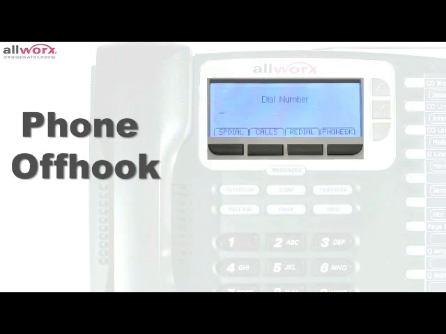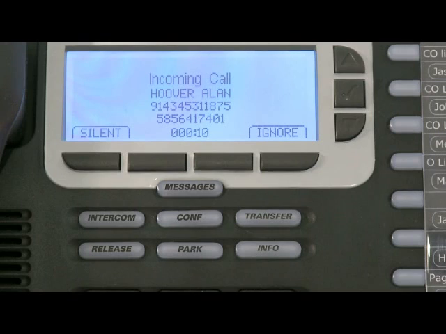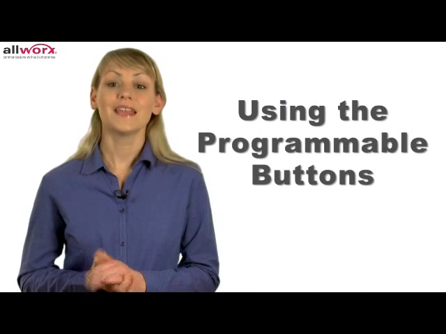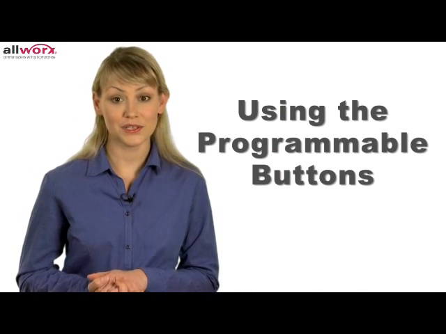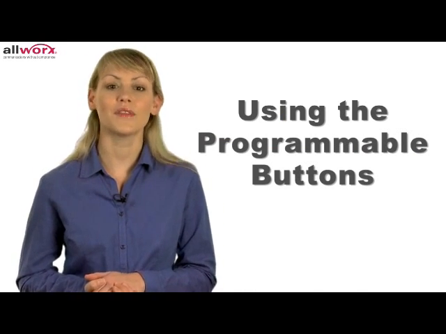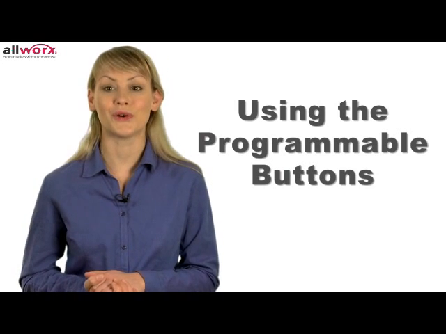When off hook, the display changes so you can select from a list of speed dials, the same list of calls, redial, or you can access the company phone book. When your phone is ringing, the keys change, so you can select silent or ignore if you do not want to take the call. Now that you understand how the display is used, let's focus on the buttons and how they are used to answer and transfer calls.